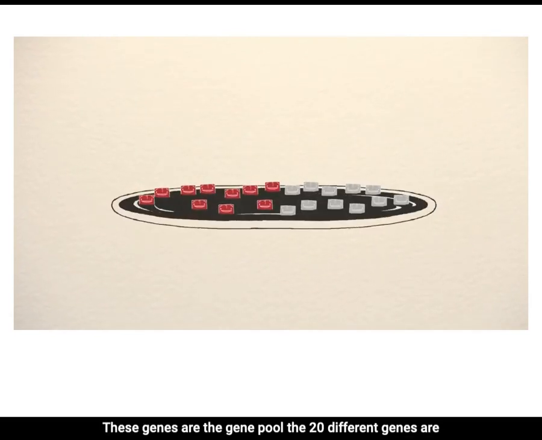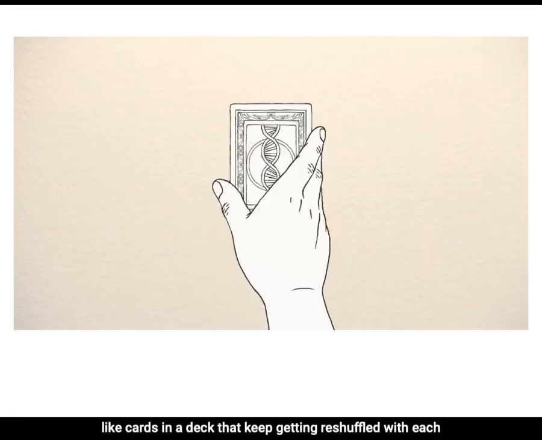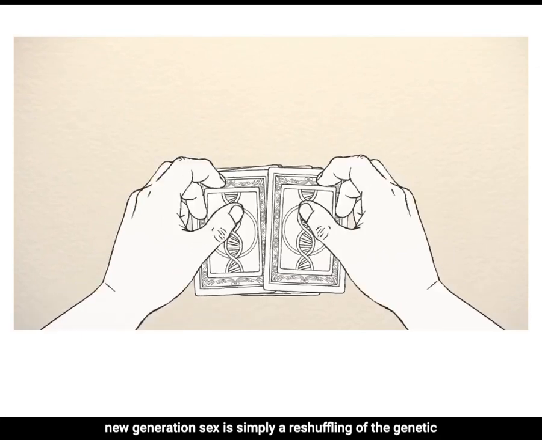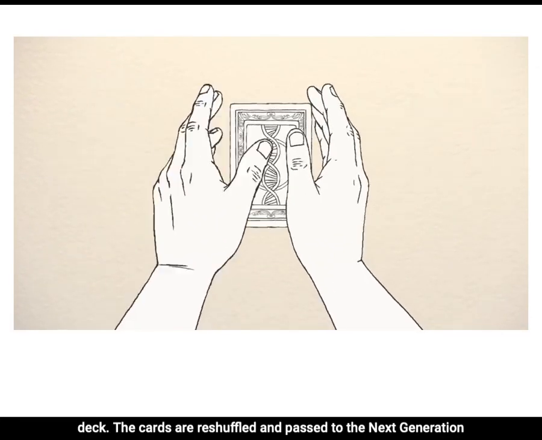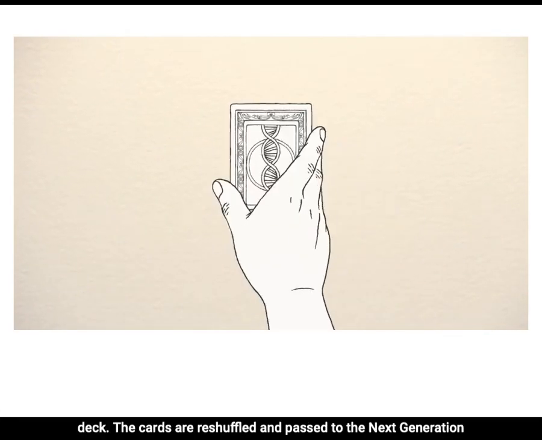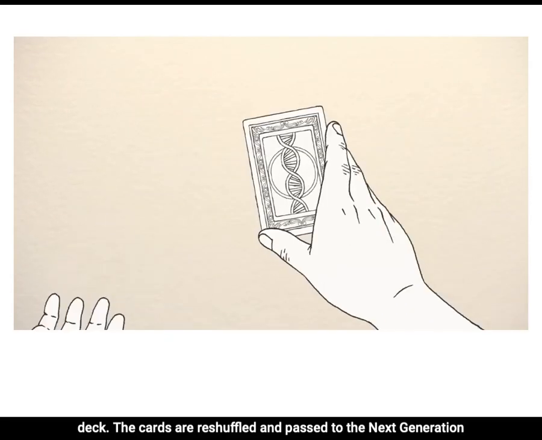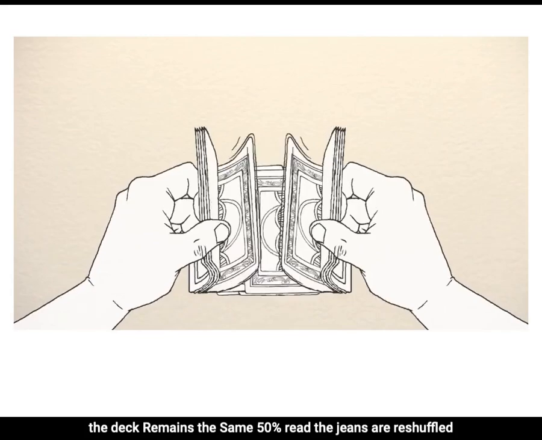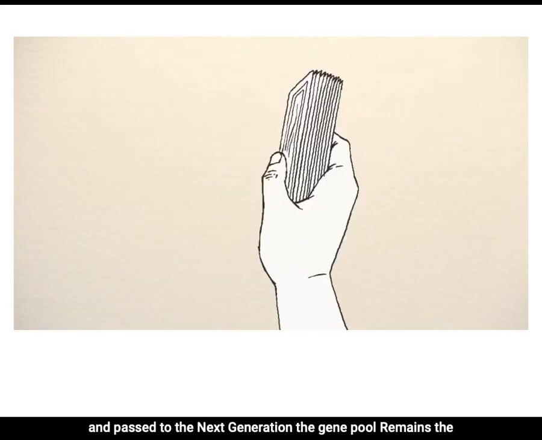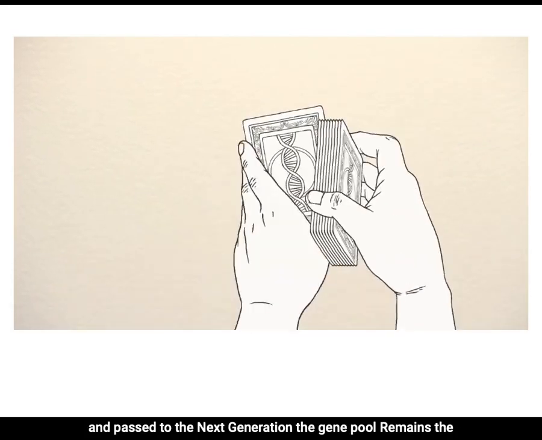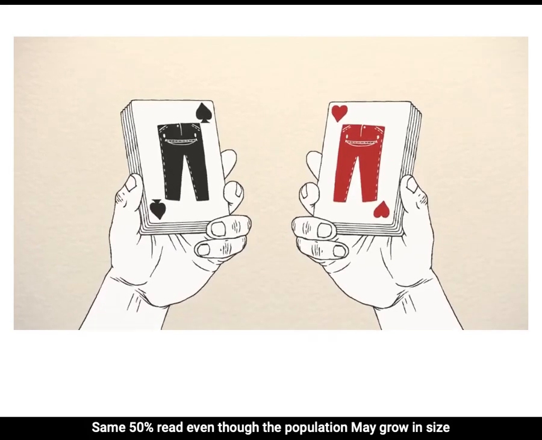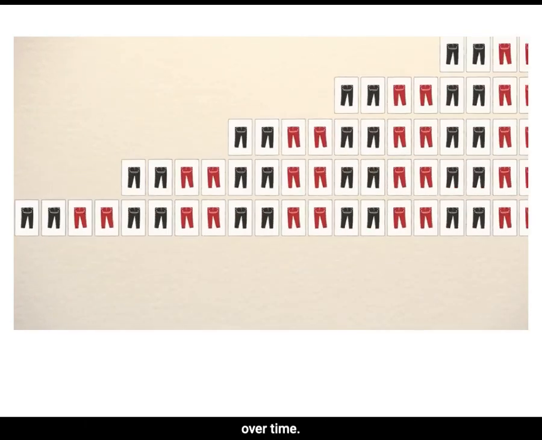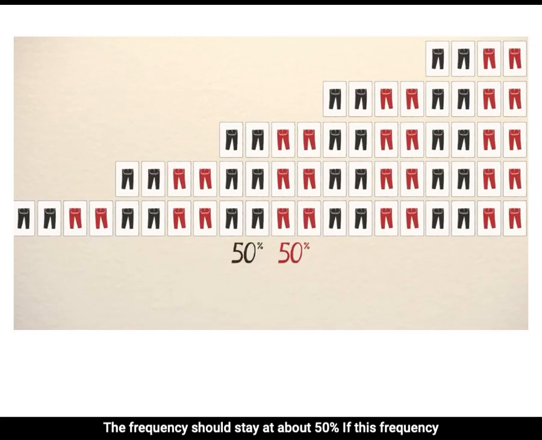These genes are the gene pool. The 20 different genes are like cards in a deck that keep getting reshuffled with each new generation. Sex is simply a reshuffling of the genetic deck. The cards are reshuffled and passed to the next generation. The deck remains the same, 50% red. The genes are reshuffled and passed to the next generation. The gene pool remains the same, 50% red. Even though the population may grow in size over time, the frequency should stay at about 50%.